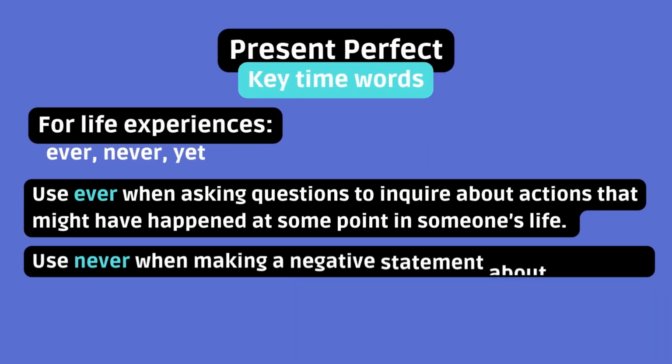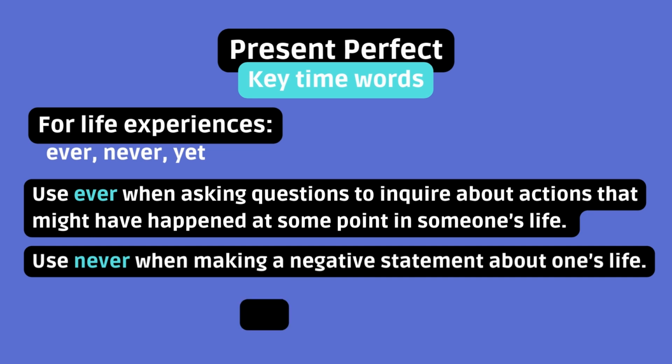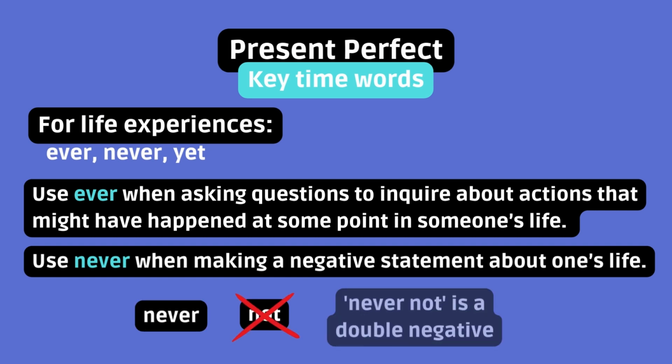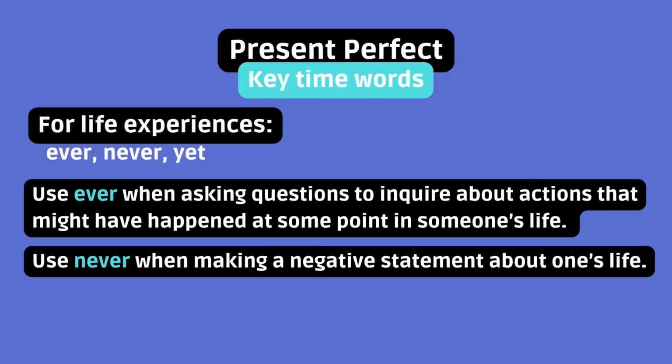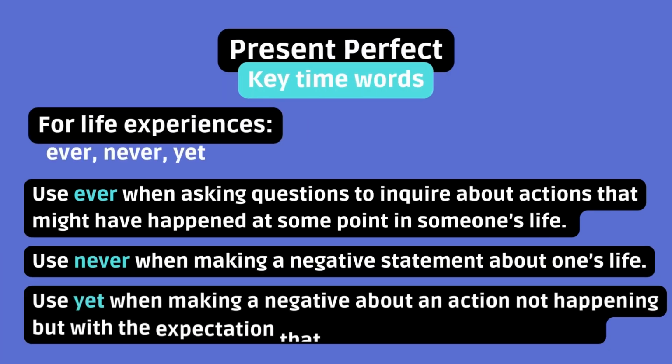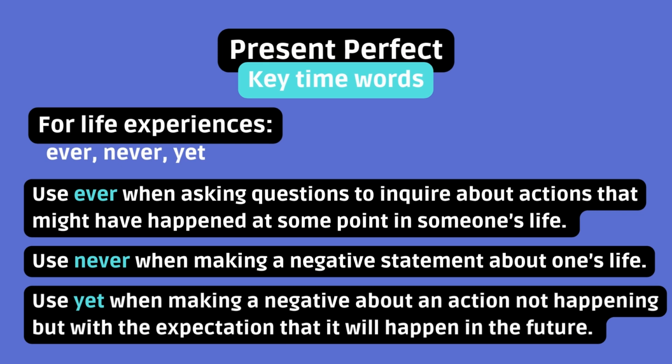Use never when making a negative statement about one's life. Remember to keep not away. The word never is found between have or has and the past participle. Use yet when making a negative statement about an action not happening, but with the expectation that it will happen in the future. Yet is used along with not in a sentence, but it's found at the end of that sentence.